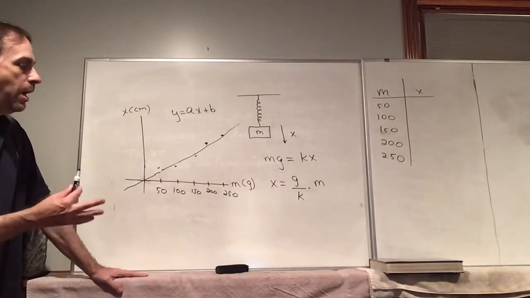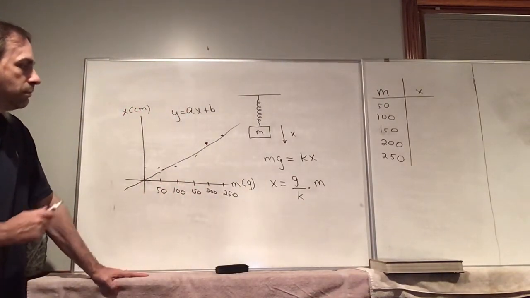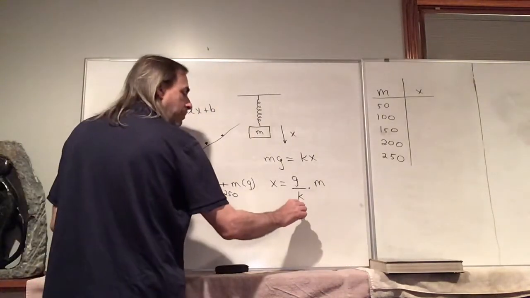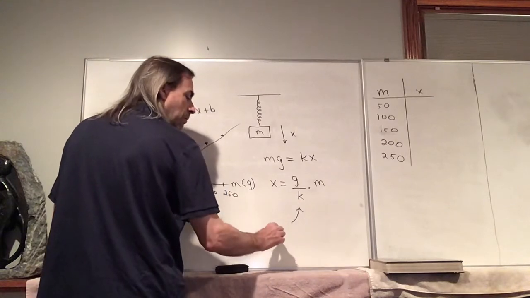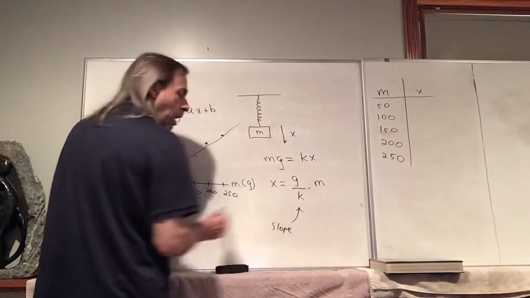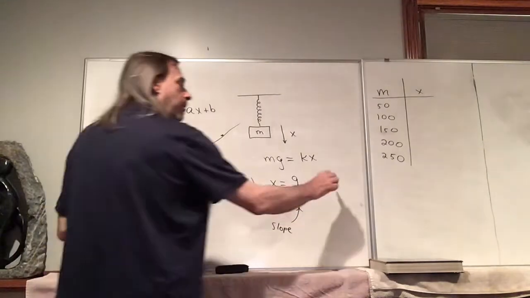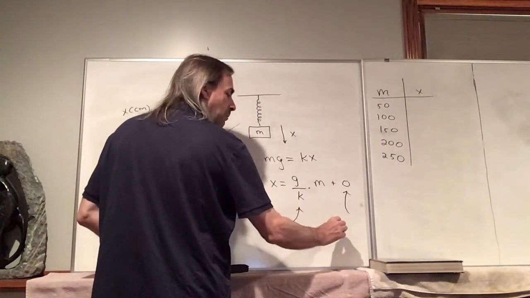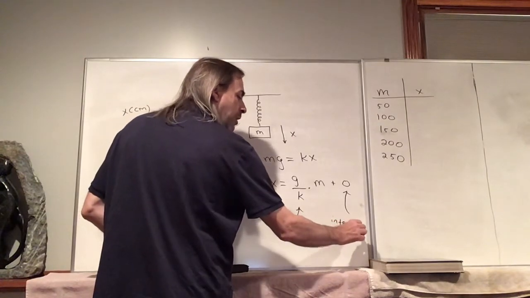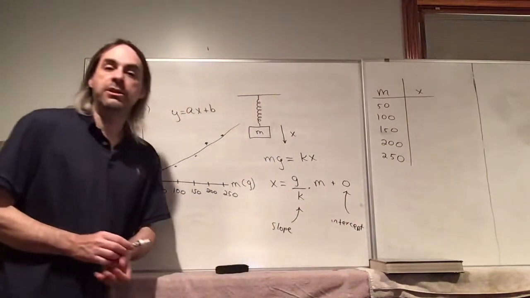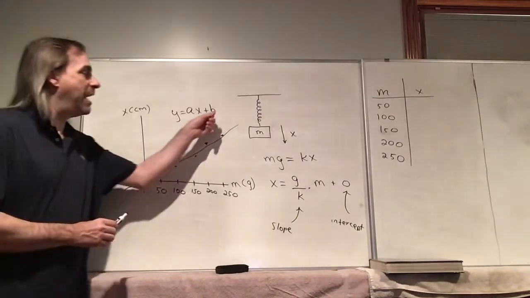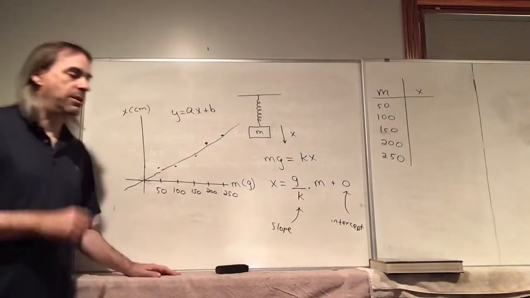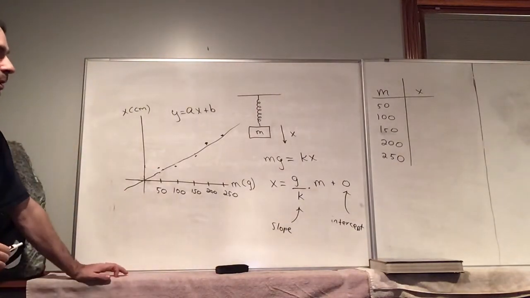And this is a linear equation that has a slope of g over k, and we can write plus 0. That would be our intercept, which should be 0. So if you were actually doing this lab, when you get your best fit line, b should be very close to 0. It will not be exactly 0, but should be reasonably close to it.